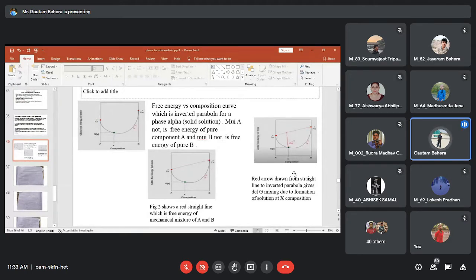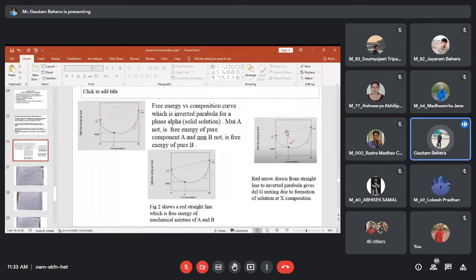And in this figure, the same figure is here, but there is an arrow mark, and you have taken a composition of x. So at this x composition, there is an arrow mark from this straight line to this inverted curve, at this particular composition x. So what is it showing? It is showing you the change in free energy of mixing, delta G mix, right?